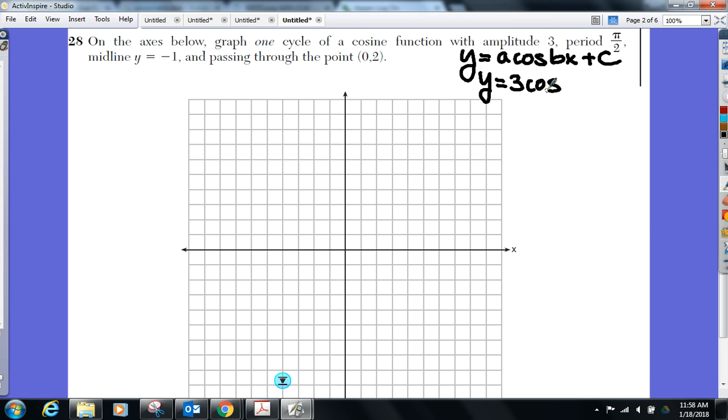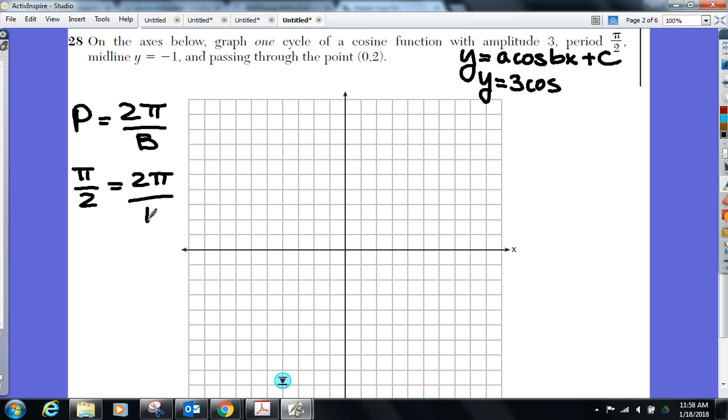Cosine, look in your packet if you need to. What's the B value? Frequency. How do I find frequency? I use what formula? The period formula. So ready? P equals 2 pi over B. Period in this one is pi over 2.